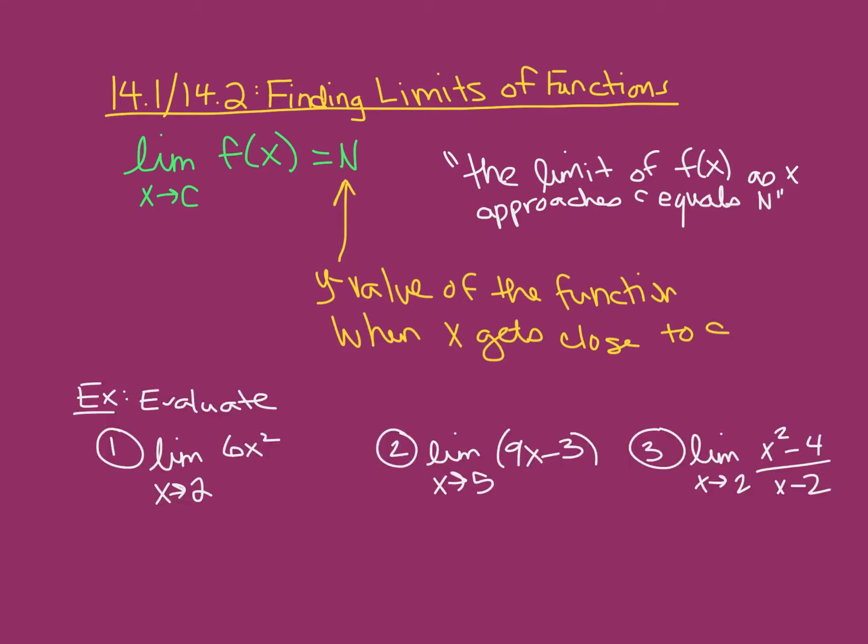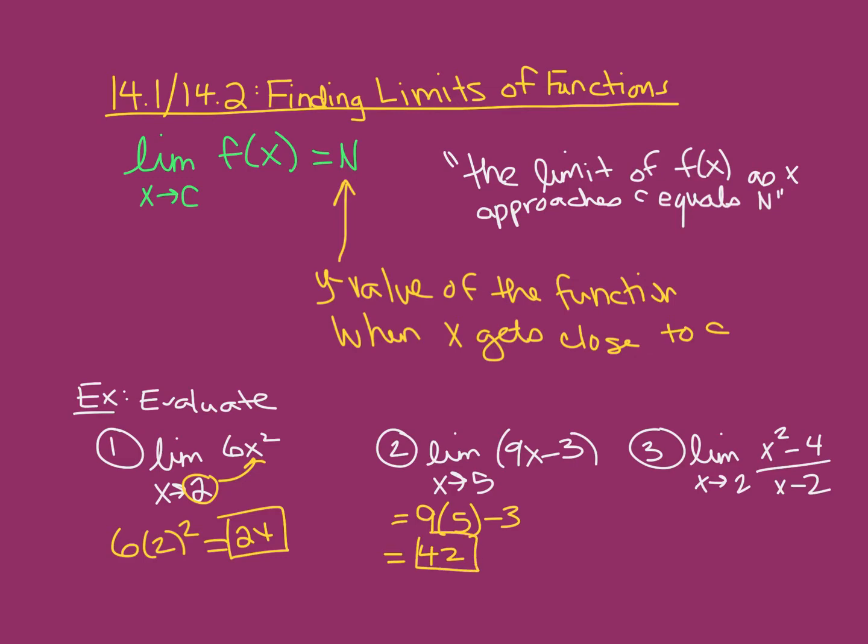So I have 3 examples here. Many limits are going to be actually easier than you would think. You just have to substitute in this x value for the x in the function that you have. So for this one, you get 6 times 2 squared, which gives you 6 times 4, or 24. That's the answer for that one. You can do the same thing for number 5. If you substitute in 5 for x, you end up getting 42. So those two are pretty nice.